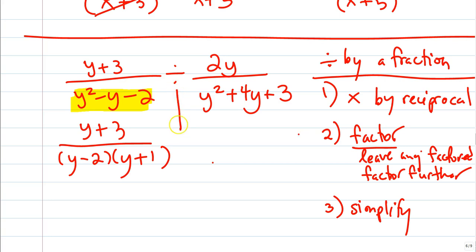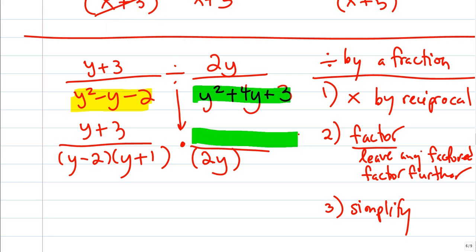We change it from division to multiplication, and we are going to flip. So when I flip, that 2y is going to stay just a 2y on the bottom. But this right here, when I go to rewrite it, I'm going to factor it. What makes y squared? What multiplies to make 3 and combines to make a positive 4?